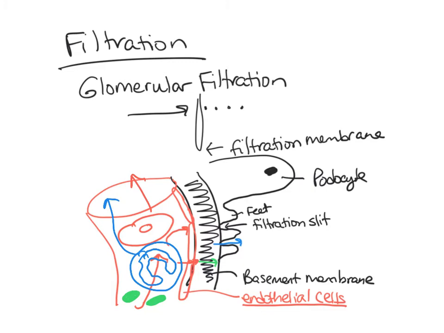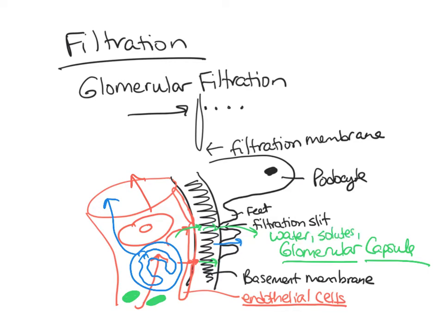So what does end up making its way all the way through gets filtered. These things are going to get filtered a little bit through the endothelial cells, a little bit more through the basement membrane, and then a little bit more through the filtration slits of the podocytes. And in the end, what ends up being filtered into the glomerular space, the glomerular capsule out here, is water, solutes, and ions.